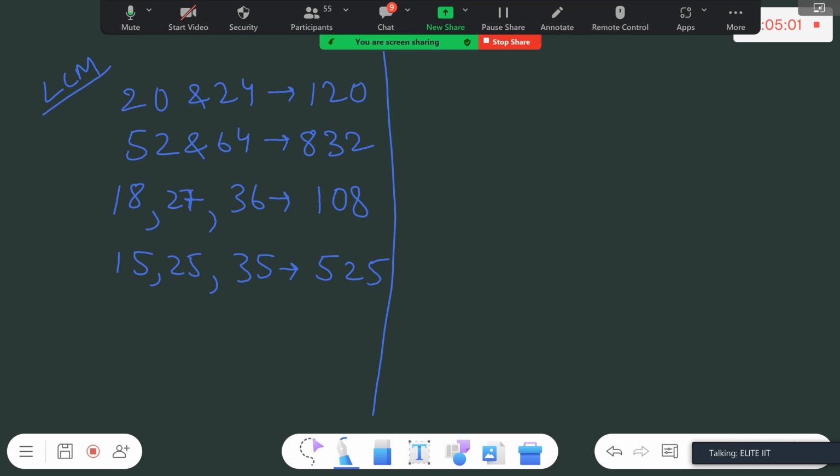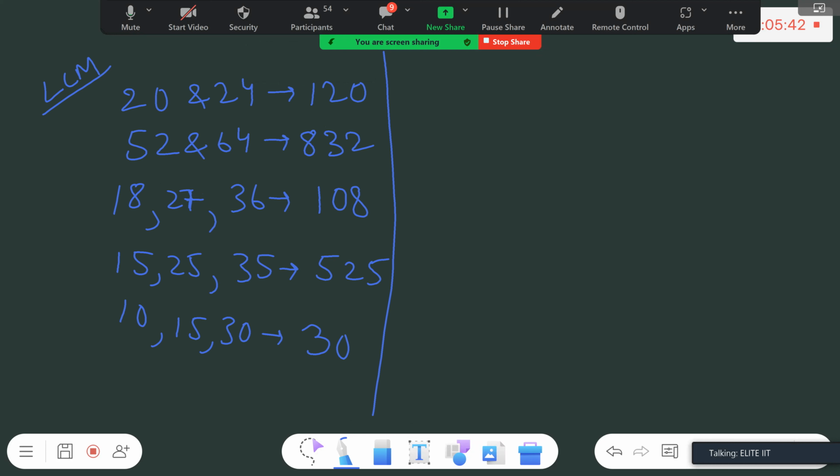One more. What was the question? 10, 15 and 30. What is the LCM? 180? Who said 180? The LCM of 10, 15 and 30 is 30.